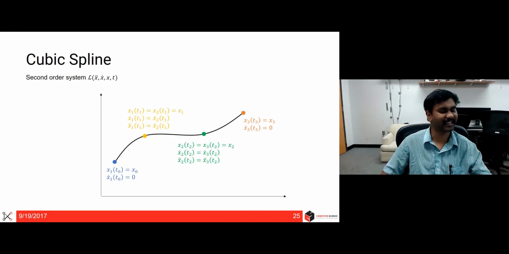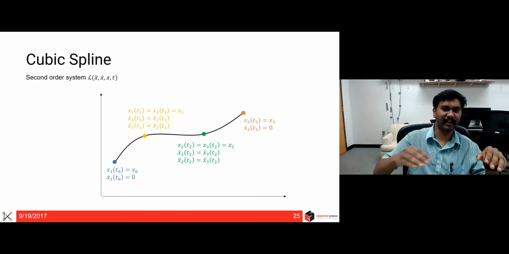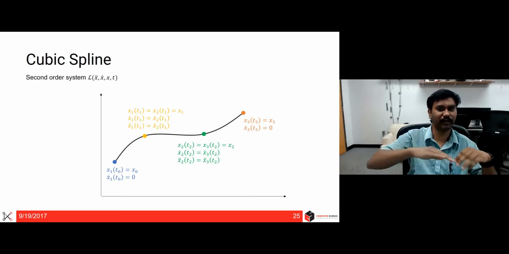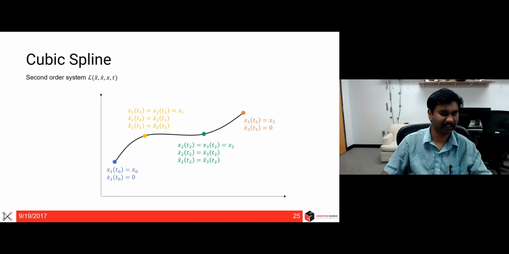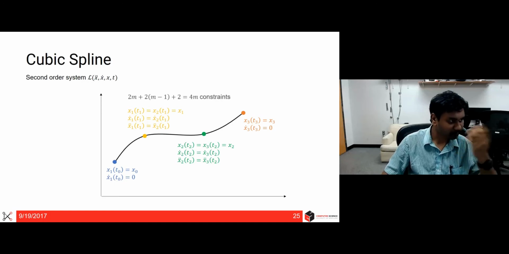Pause the video for a second and try to understand why this is so. This is just to maintain the fact that when we are moving continuously in space, we want to have a consistency across the points. That's what this is representing.